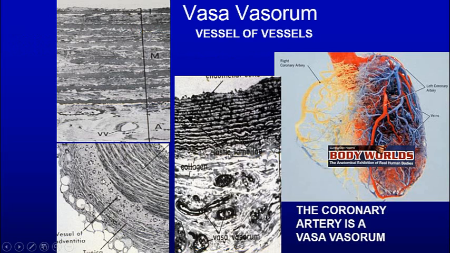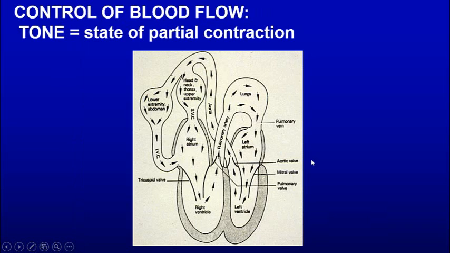We can see several vasa vasorum there. You can see them here, and the largest vasa vasorum would be the coronary arteries that we have here that feed the blood vessel. Control of the blood flow, as we're going to talk about, tone, is a state of partial contraction. Your blood vessels have too much space inside there to accommodate the amount of blood you have.